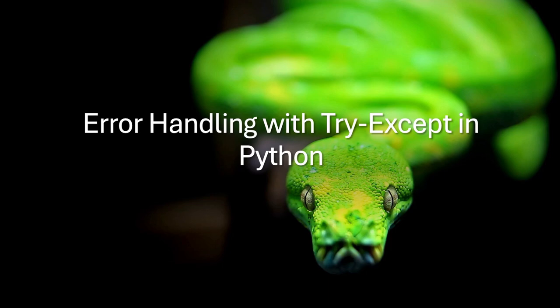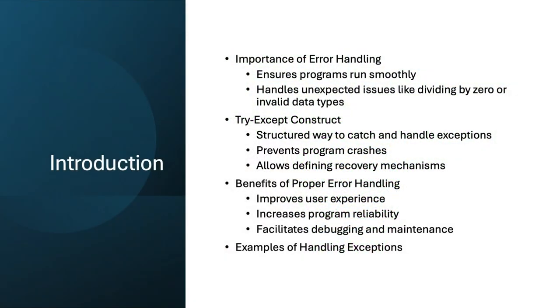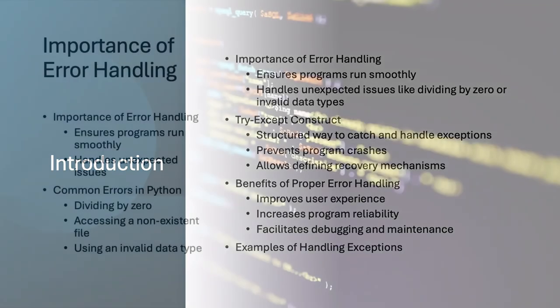In this video, we'll learn how to use try except to catch and manage errors effectively, so you can write programs that handle the unexpected with ease. Let's dive in. Error handling is crucial in programming to ensure smooth execution. Python's try except construct helps catch and handle exceptions, preventing crashes. Proper error handling enhances user experience, reliability, and debugging. This guide covers its importance, usage, and examples.